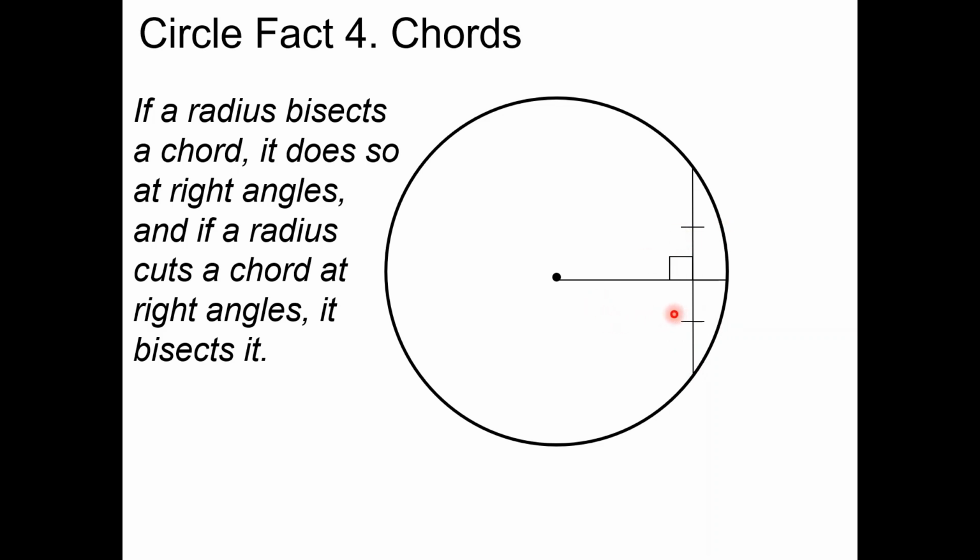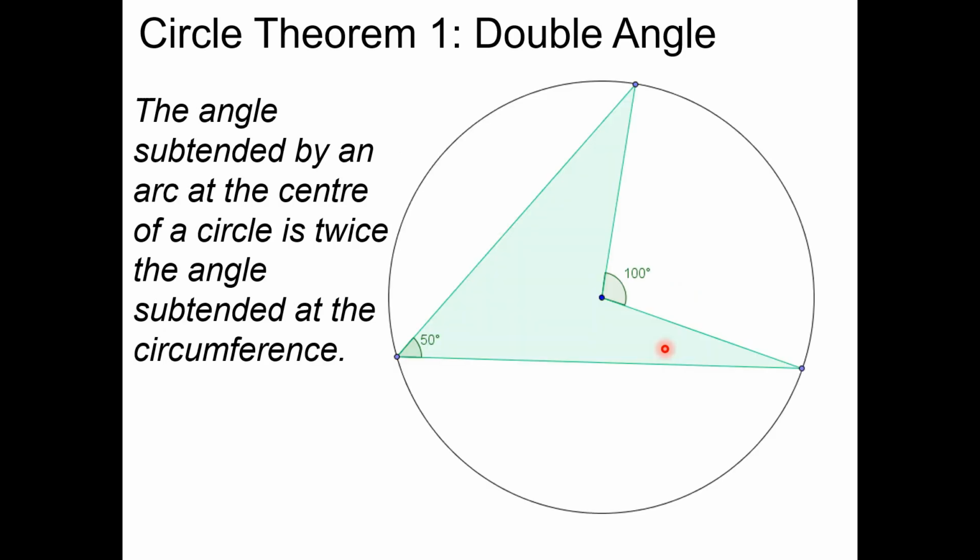Then it does so at right angle, in the sense that the angle between the radius and the chord is 90 degrees. Alright? So that is it. Now we are going to begin with the circle theorems. The first theorem we are going to talk about is the theorem of the double angle.